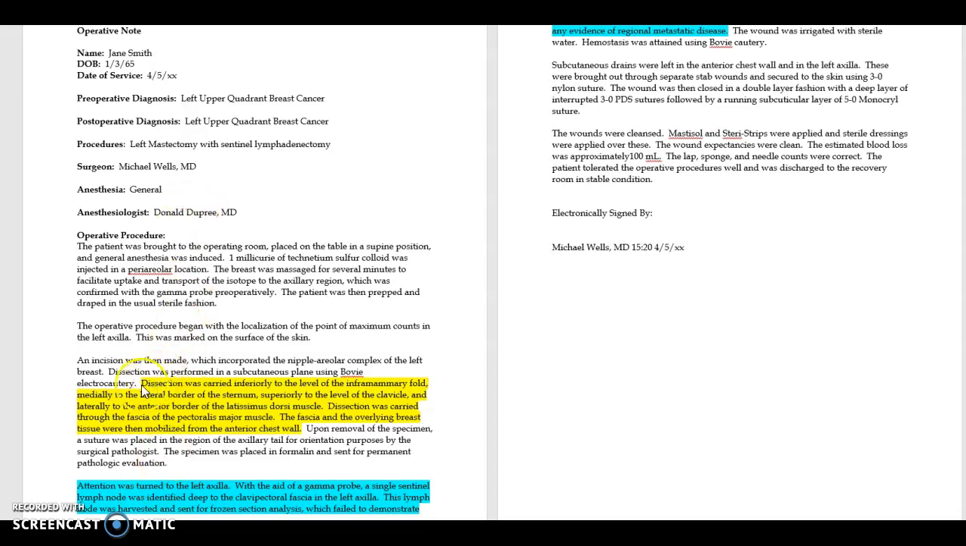This portion right here, what I want to point out in the yellow highlight, is that they're making a dissection. Notice here that they're making it through the fascia of the pectoralis major muscle, but they're not removing the muscle, the pectoralis muscle. They're just going through the fascia. They say here the fascia and the overlying breast tissue were then removed from the chest wall. So notice they're not removing the pectoralis major muscle. When you're looking at your code descriptions, that's important to note as well, because they're not removing that, they're just removing the fascia, the part that goes over the muscle.